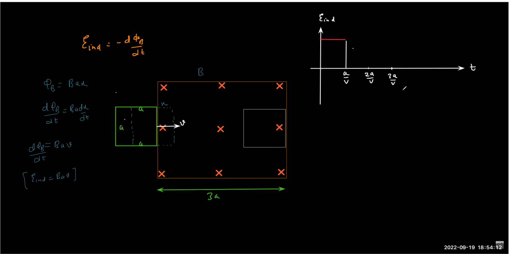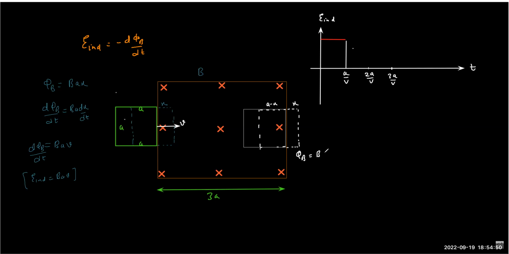So till 3A by V, you won't see any induced EMF. But the moment you try to exit this location, the flux will be in the decreasing phase. And you can see that the flux, if I call this as X, this will be A minus X. So flux here will be BA or BV into A minus X, right?